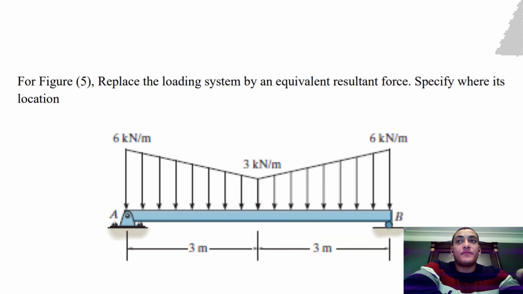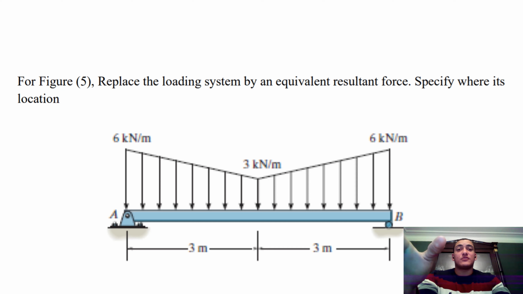So let's take an example. For figure 5, replace the loading system by an equivalent resultant force. Specify its location. As you can see in the diagram, 6 kilonewton per meter at point A, 3 kilonewton per meter at point C, and 6 kilonewton per meter at point B. The distance from the 6 kilonewton at A to the middle is 3 meters, and the same for 3 to B.